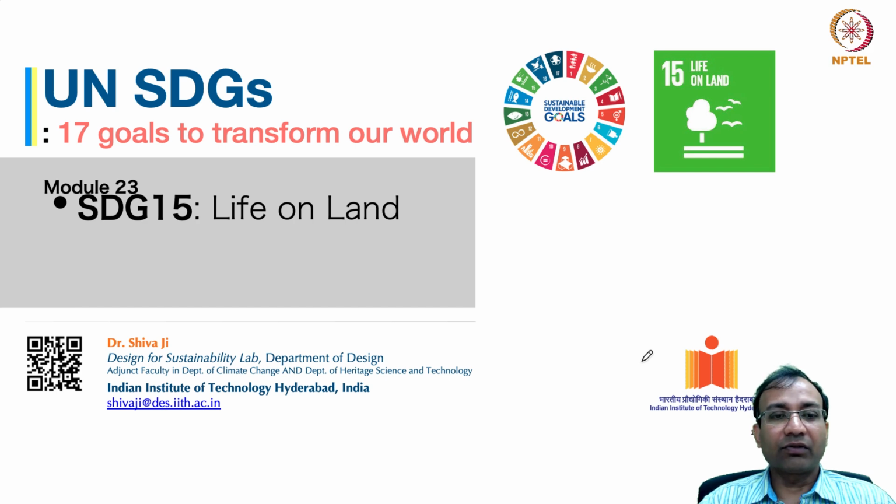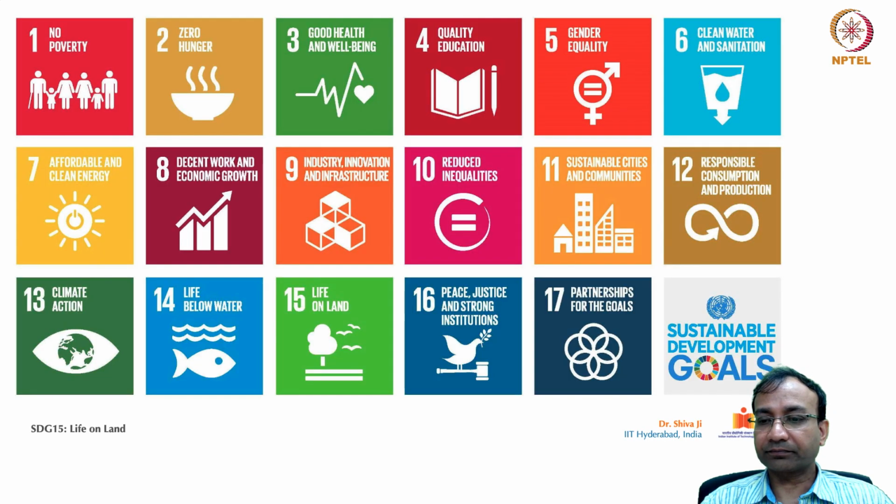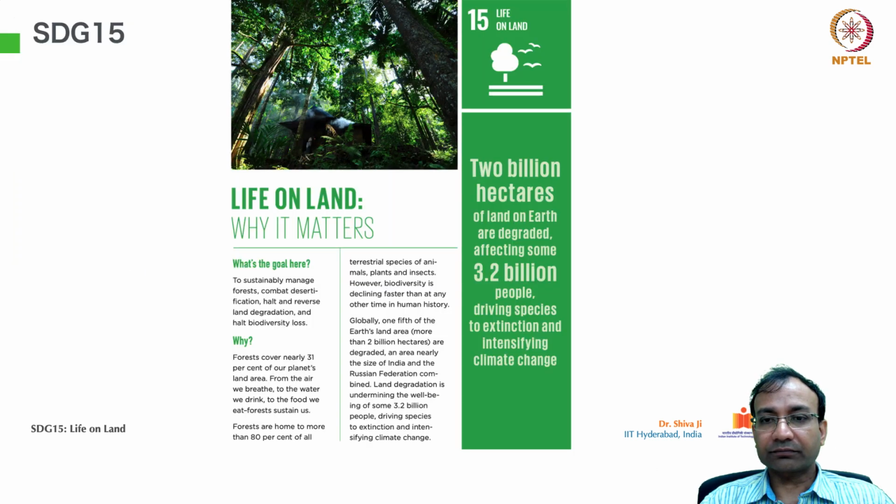In this we are going to cover SDG 15, life on land. So, some facts and figures. 2 billion hectares of land on earth are degraded, affecting some 3.2 billion people, driving species to extinction and intensifying climate change.